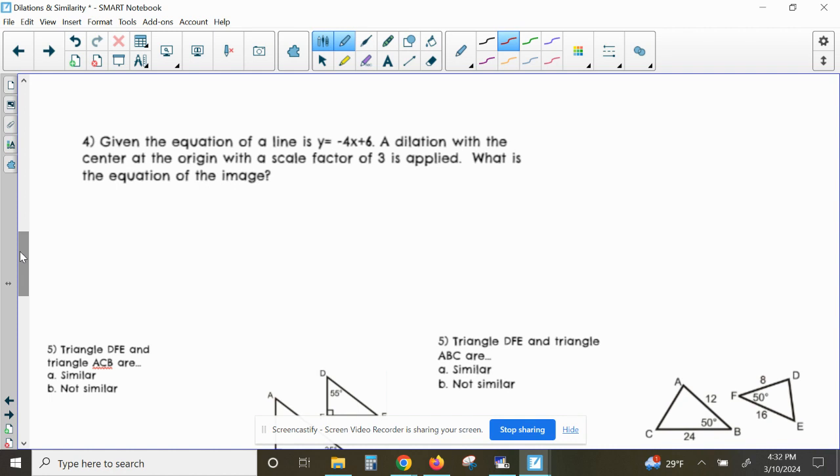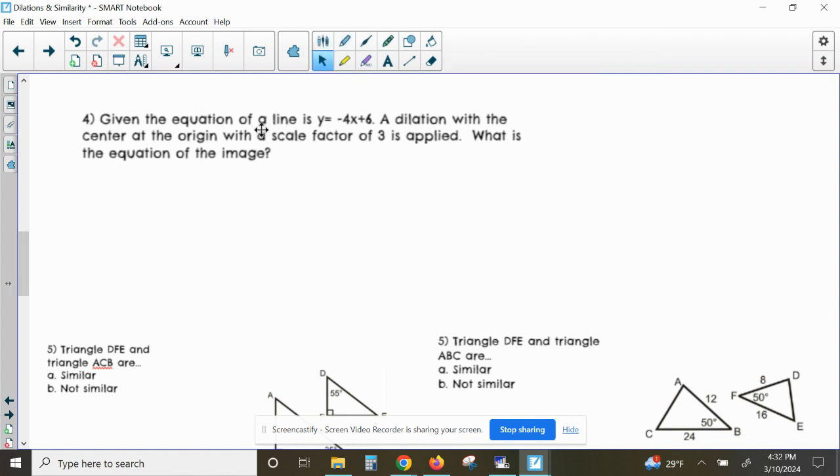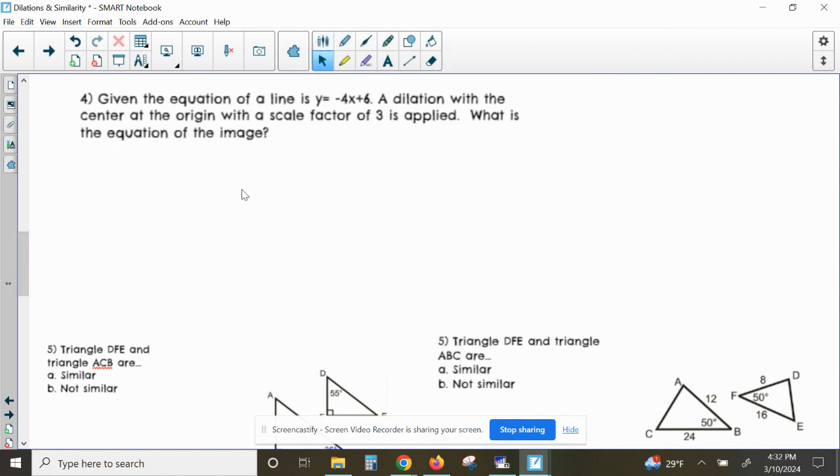Okay, number 4. Given this equation, a dilation with the center at the origin. So if the center is at the origin, a scale factor of 3 is applied. What is my new equation? Okay, now the same thing goes here.